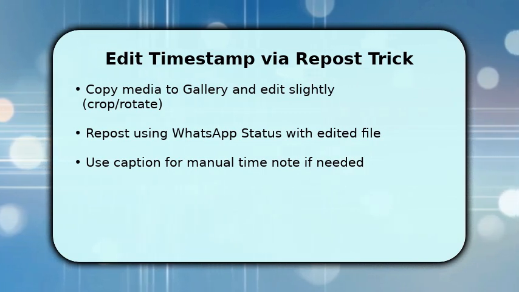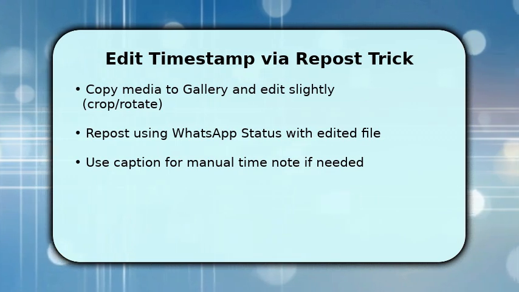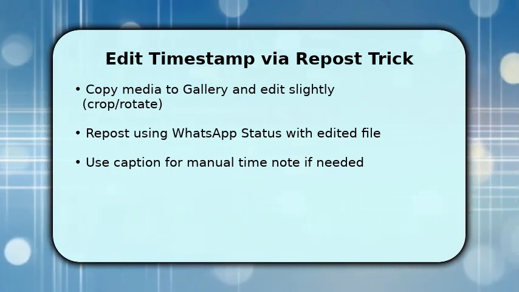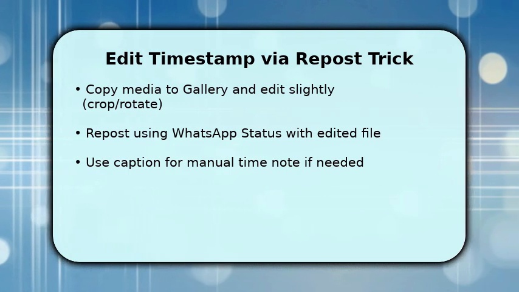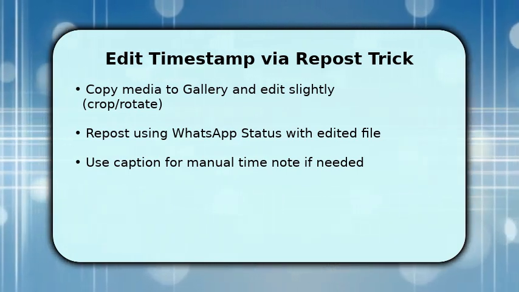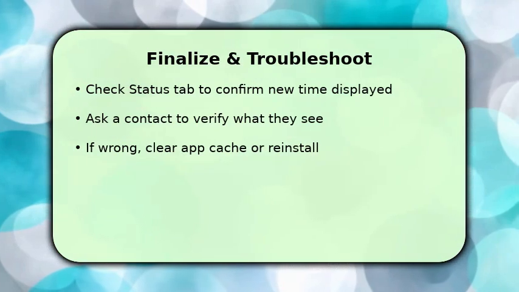This produces a new status entry with the current upload time. Make sure to preview before posting to avoid unwanted edits. If you want viewers to see another specific time, add that time in the caption so recipients understand the intended timestamp. You finish by verifying the Status tab shows the newly posted item with the updated time.